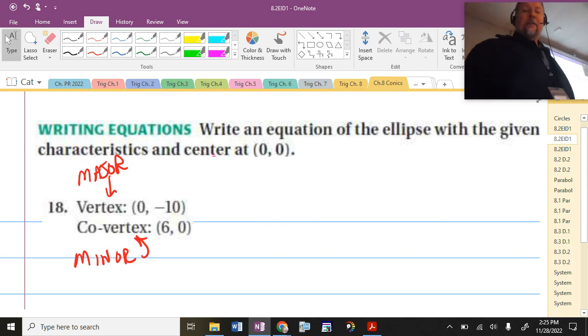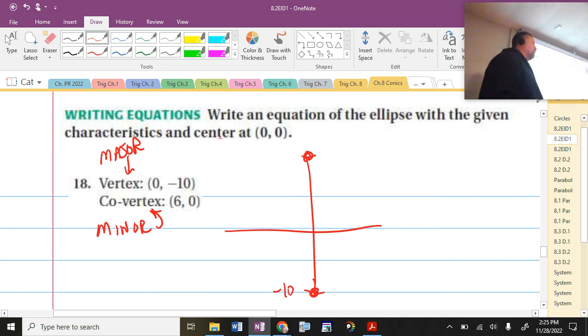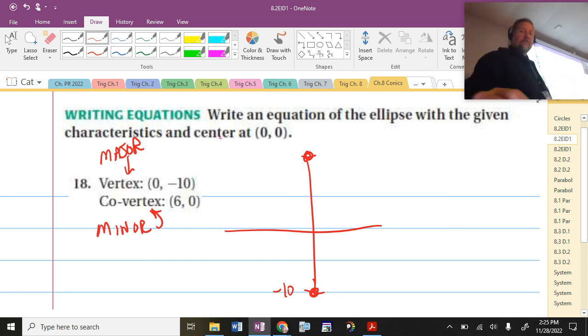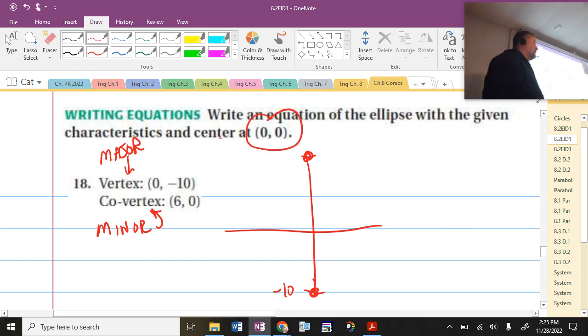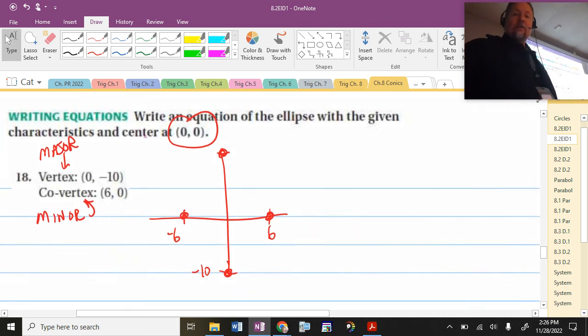If I actually draw this out, it's simple. If I went -10, here's -10, 0, then I'd also have to go 10 up, and there's my y-axis. Because 0, -10, well, it has to be 0, +10 because they're telling me I'm centered at 0, 0. So they're literally telling me my y-axis radius. And then a covertex is 6, 0. Let's just pretend that's 6, and that's -6. Well, I've been given the x-axis radius. So I don't need to draw it.